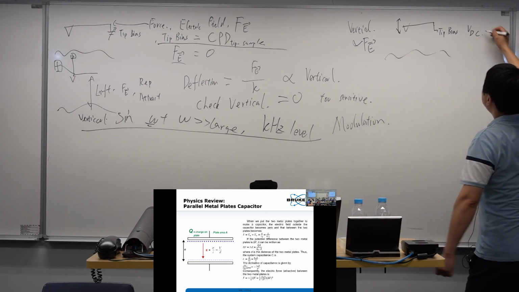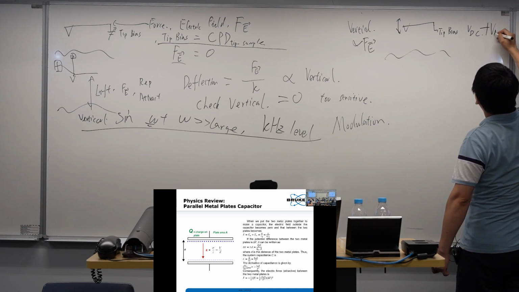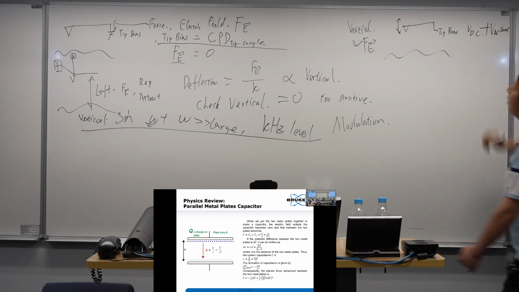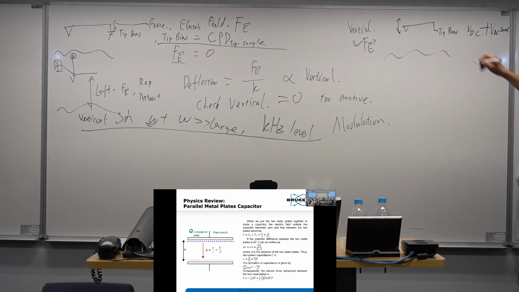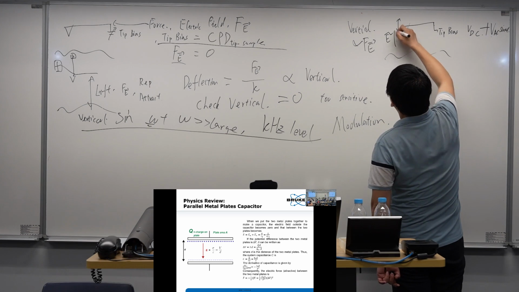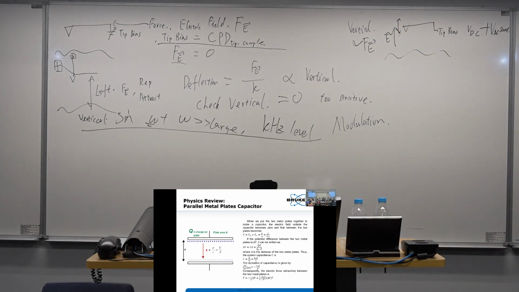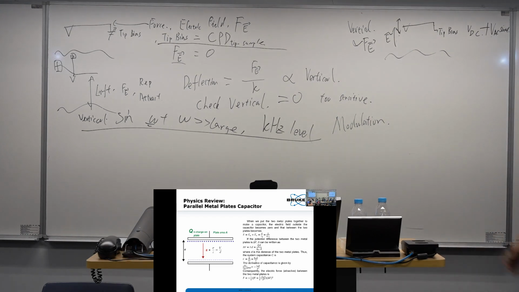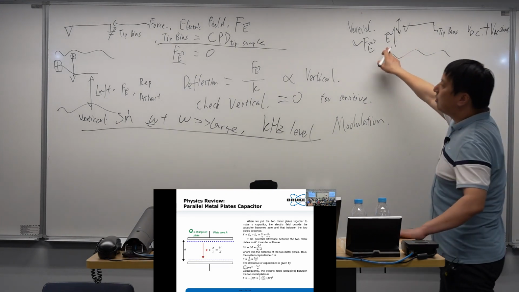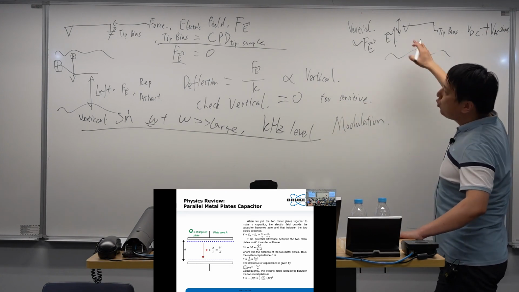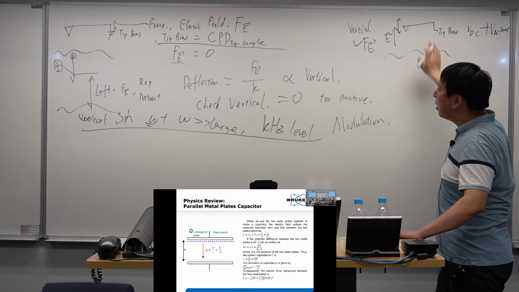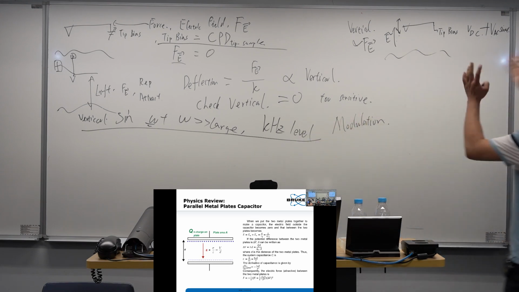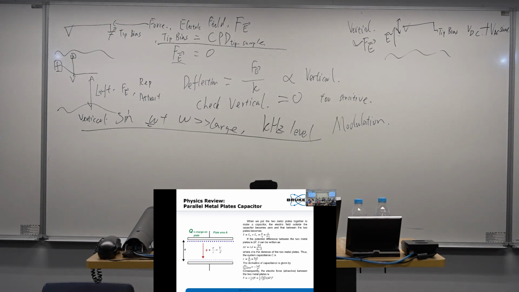So we apply an AC voltage on my tip. That means we apply an AC field between the tip and the sample. And then this AC field will drive the probe to vibrate. And if our AC field is at kilohertz, the probe should vibrate at kilohertz, right? That's the whole idea of how we achieve that. Then let's do some mathematical calculation here.